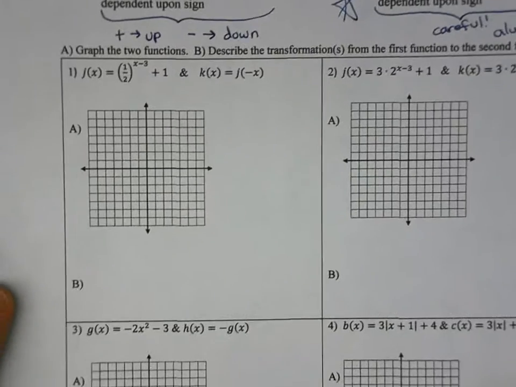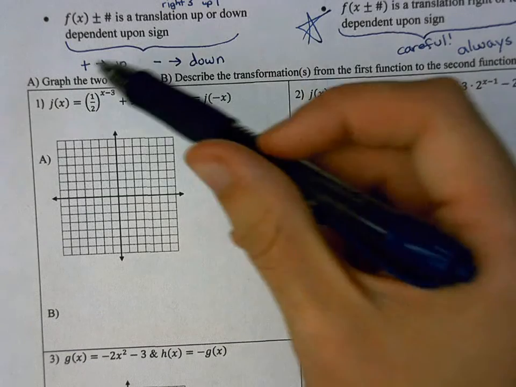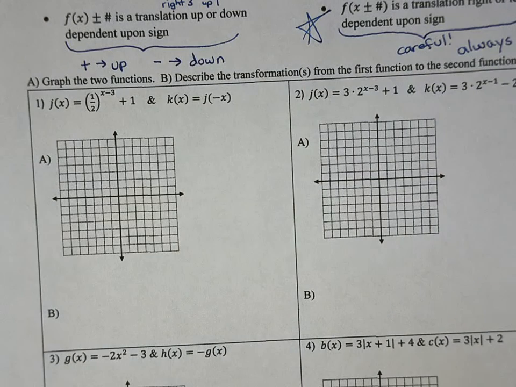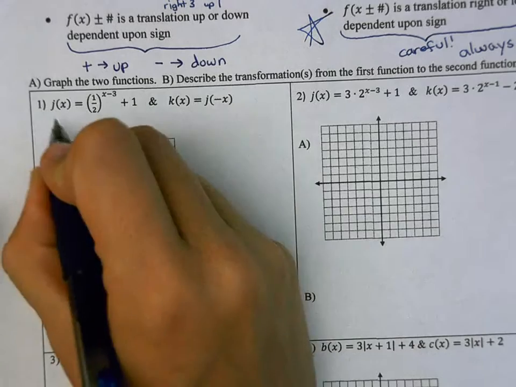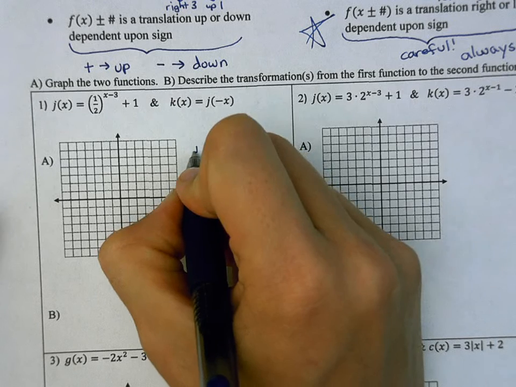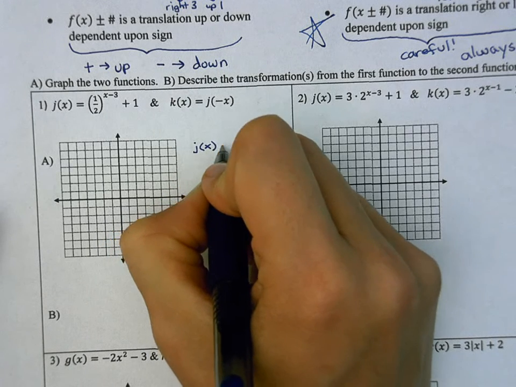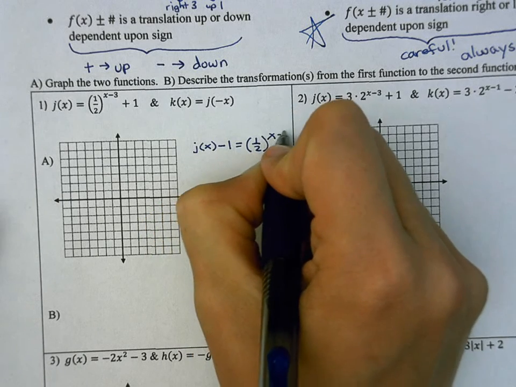Okay, so practicing a few of these, we have 4 examples that we are going to do here. We're going to start by graphing the 2 functions, and then we're going to describe the transformations from the first to the second function. Okay? And so if you need to, go ahead and pull out your function family reviews from last week. Okay, but let's take a look here. Graphing j of x, I'm going to go ahead and turn this into descriptive form by subtracting the 1 over to the other side. So we have minus 1 equals 1/2 to the x minus 3.